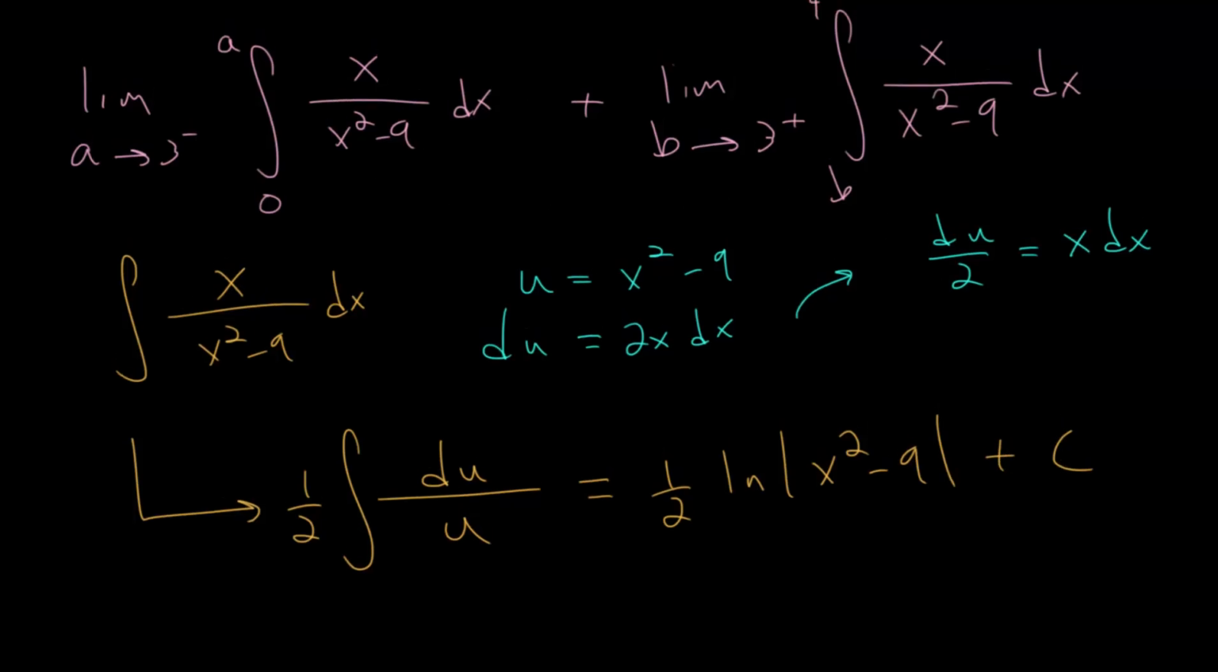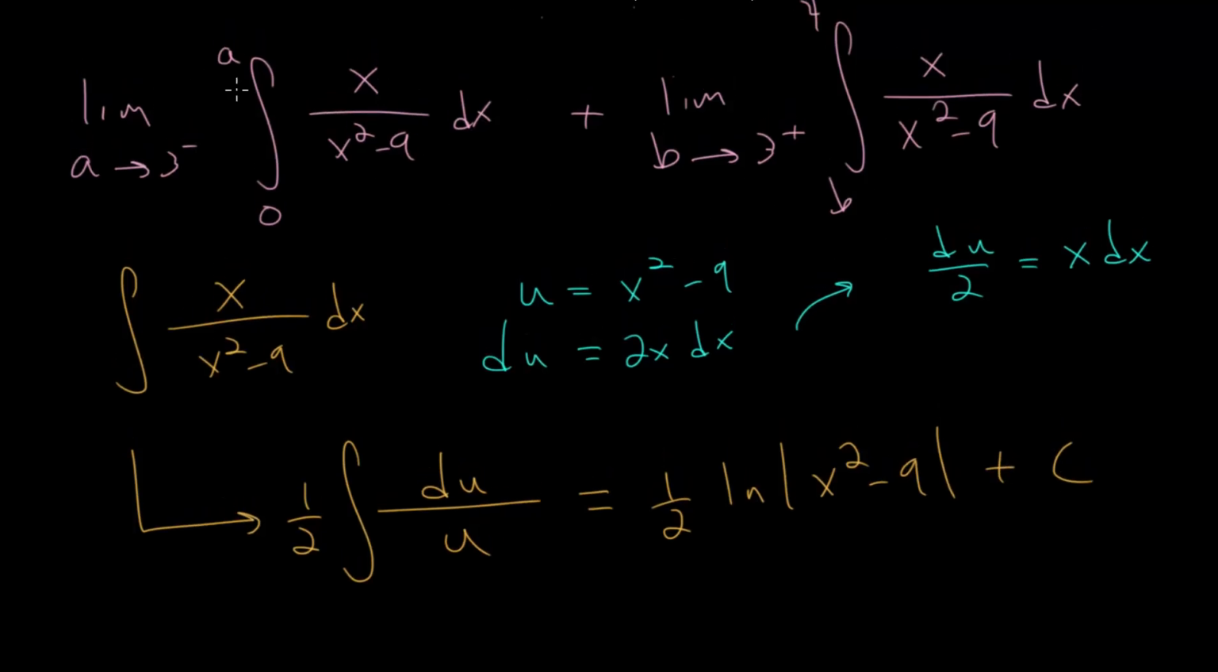Now, going back to the integral we're concerned with, we know that each of these will evaluate to this 1/2 multiplied by the natural log of the absolute value of x squared minus 9. So let's use this information and rewrite these, but we also need to rewrite these with our limits now.